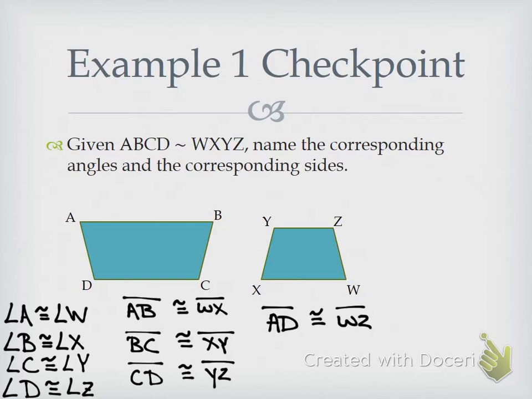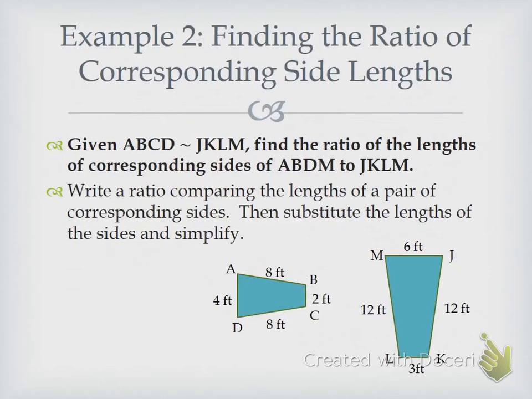All right, now in example 2, I'm asked to find the ratio of corresponding side lengths. Here's what's important. The figures have to be similar in order for this to work. So since I know the figures are similar, I can find one of the corresponding sides and form a ratio. It doesn't matter what pair of corresponding sides I pick. You can pick any pair of corresponding sides. Just make sure it's corresponding. For me, I like to keep it simple and just choose the first 2.